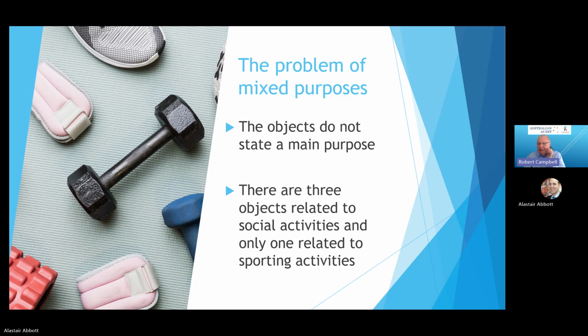Okay. Right, so this is the problem of mixed purposes where the objects don't state a main purpose. So if there's one message I want you to take away from today, it is have a look at the governing rules. That's where the ATO starts, with those governing rules and your website or your public documents. If these don't clearly say, as in the case here, there are 3 objects related to social activities and only 1 to sporting activities, the ATO loves arithmetic in relation to these matters and would say you've got a predominance of social activities. Next slide, please, Al.